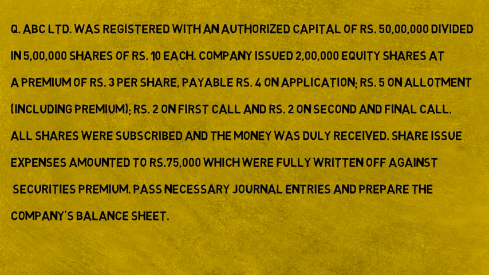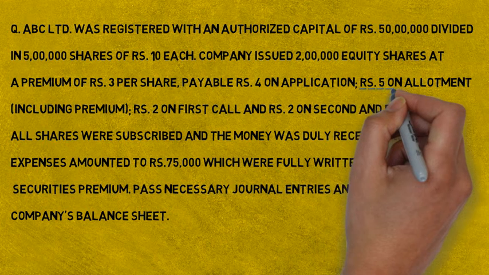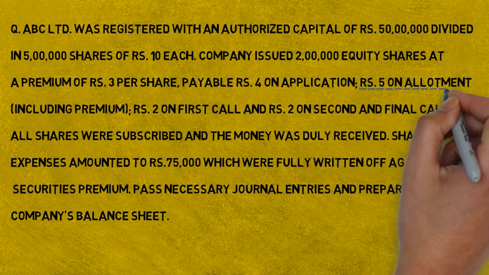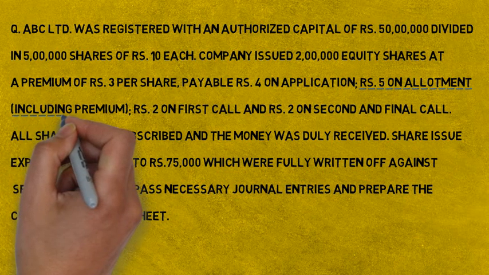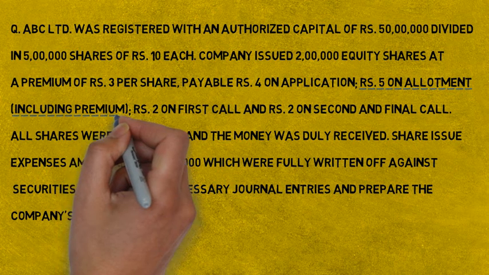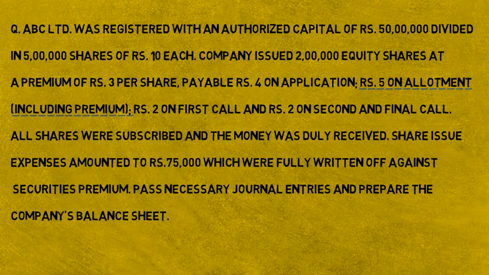Now here we can see that on allotment premium is included and the total called up value is 5 rupees, which shows that the called up value of allotment is 2 rupees and the premium amount is 3 rupees. Now the amount of premium can be included in any of the calls, but if in the question premium per share is given to us but the question is silent on which call we have to include this premium, then by default the premium is included with allotment. Let's move on to the solution.